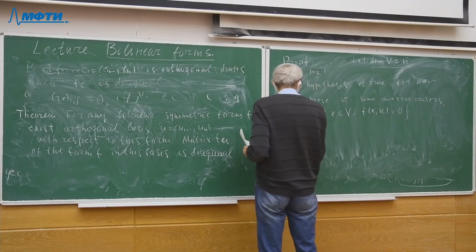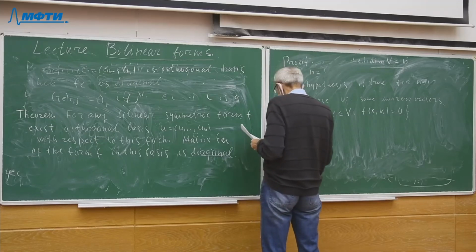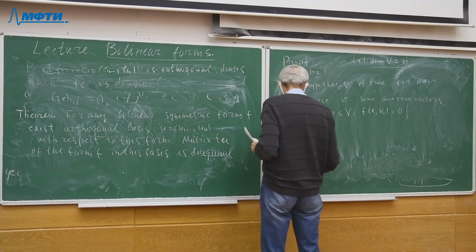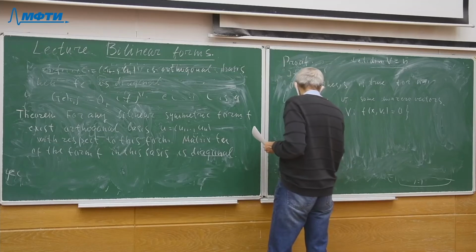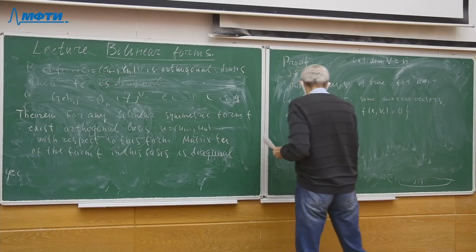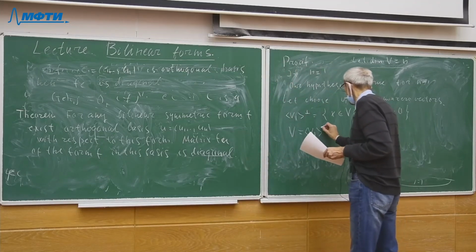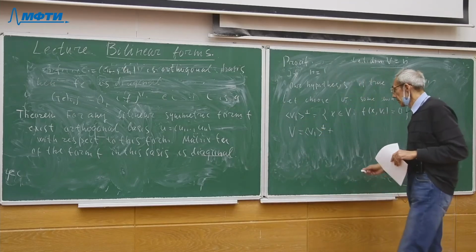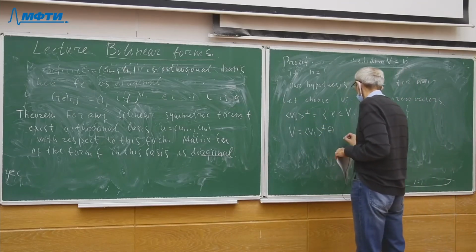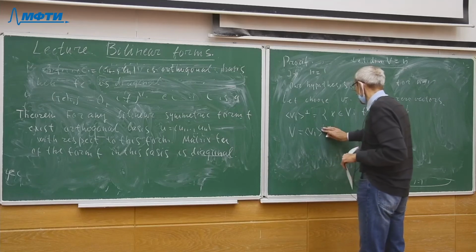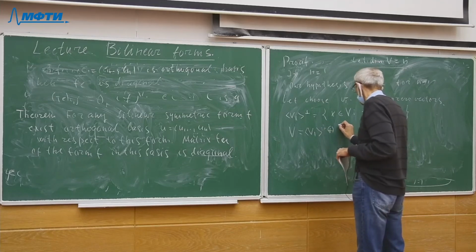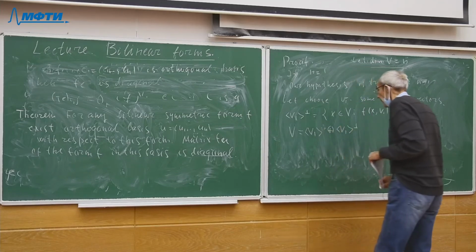The main observation, easy to see, is that our vector space is a direct sum of the linear span of the vector v1 and this orthogonal completion.